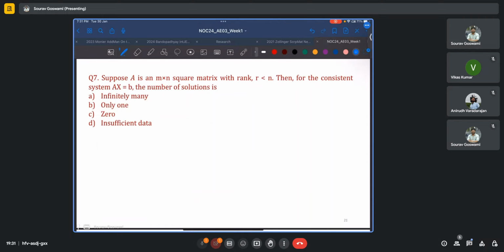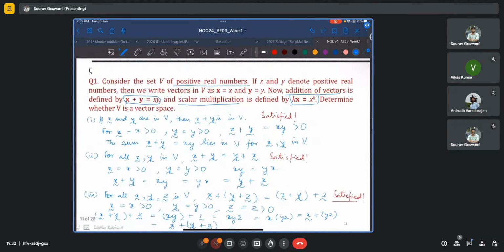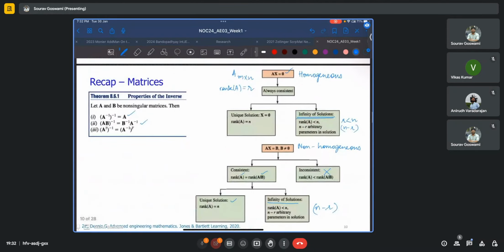For the next question, suppose A is an M cross N matrix such that the rank R of A is less than N, N being the column dimension. Then for the consistent system AX equals B, what will be the number of solutions? Now this is again another straightforward question which can be answered by simple visualization or simple revision of the concepts. So we had this helpful chart here.